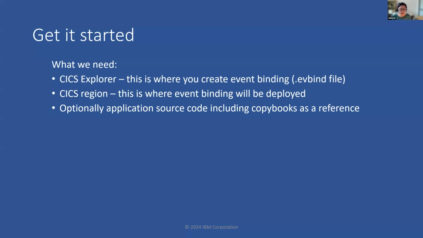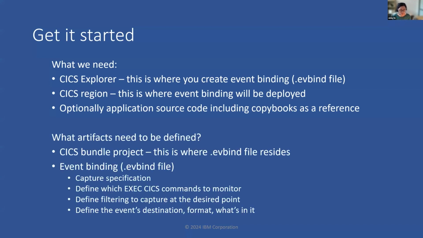But if you don't have the application source code, that's also fine, as long as you get the application data: the offsets, the fields, and the exact CICS command. Then you can go ahead with it. After we get this, we define the business event in a CICS bundle. CICS bundles have been used for quite some years. It's a new way to define resources into CICS. A bundle can contain event bindings, and you can also define programs, transactions, etc., in it.